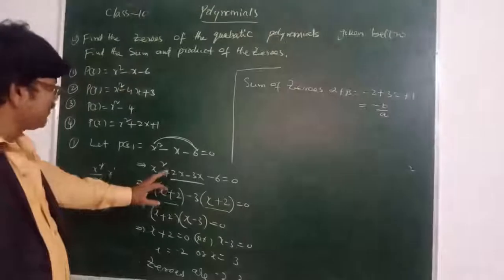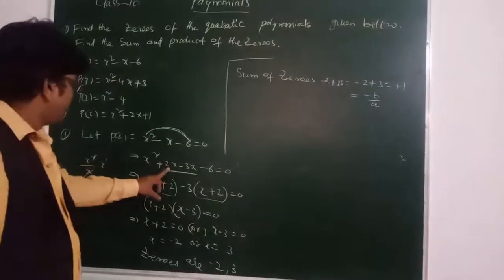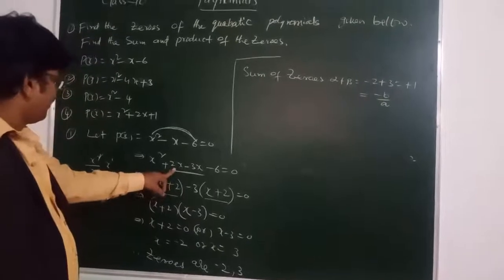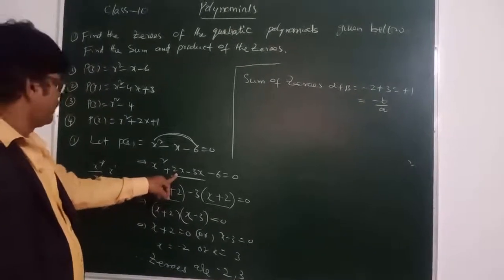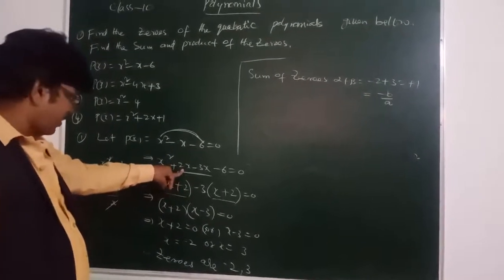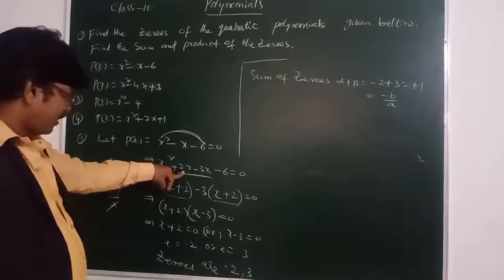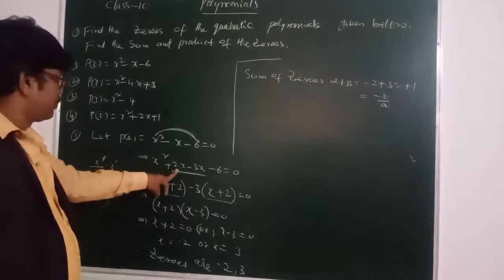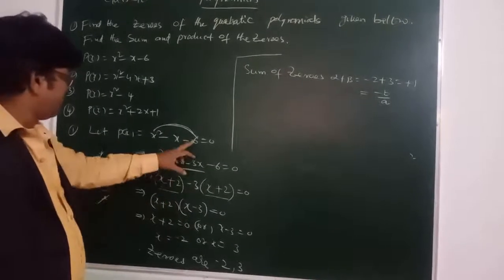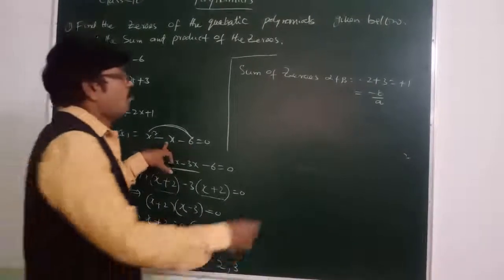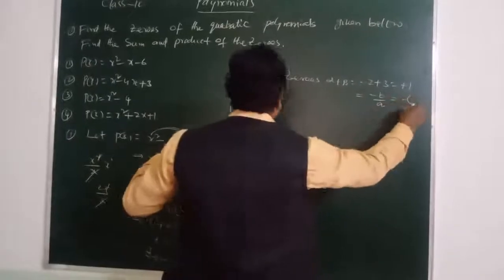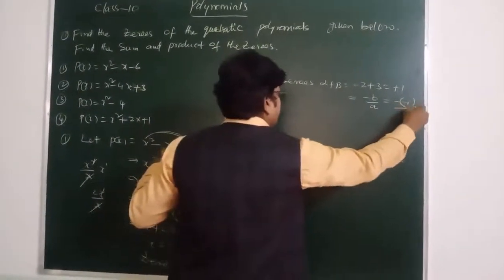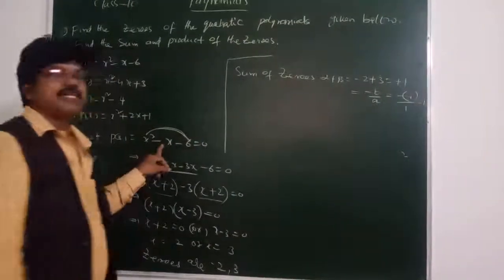What is minus b? b means 2, so minus 2. Minus b by a. Sum of zeros: minus 2 plus 3 plus 1. Minus b by a, sorry, minus b by a. What is minus b? Minus of minus 1 by a, which is 1. This is equal to 1, minus b by a.